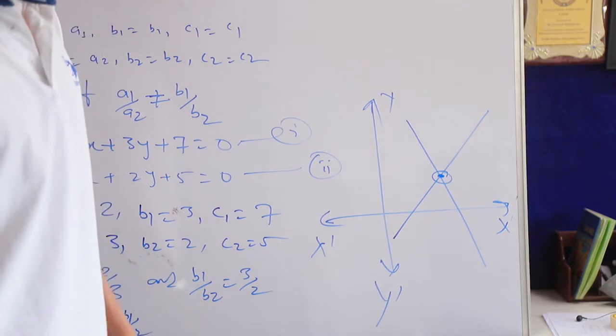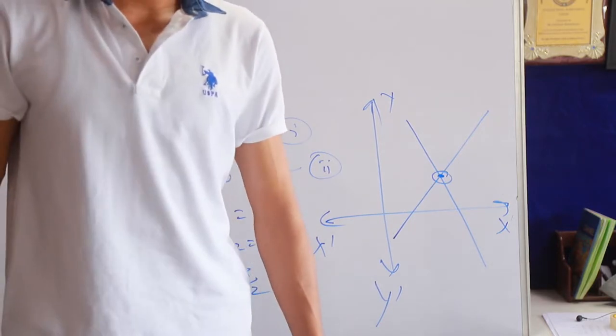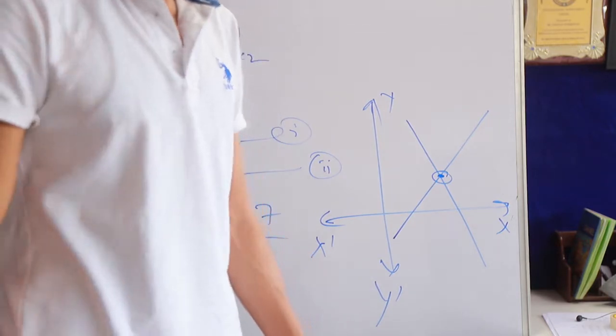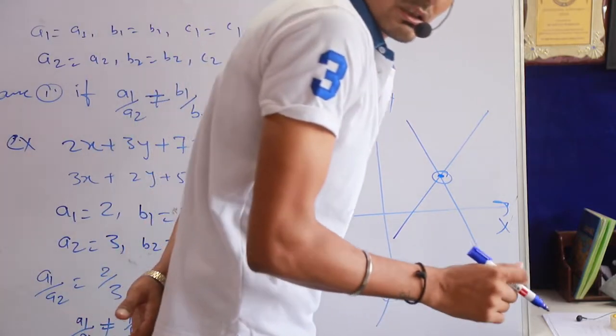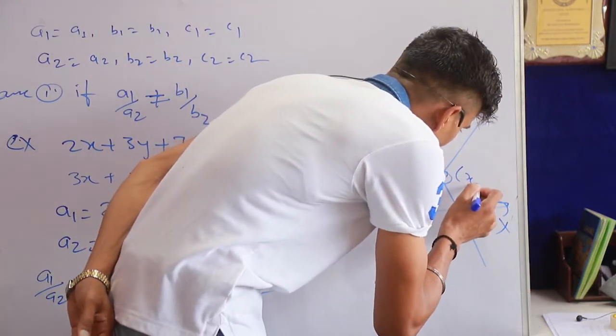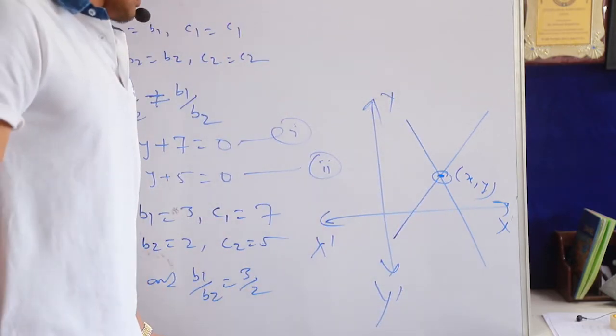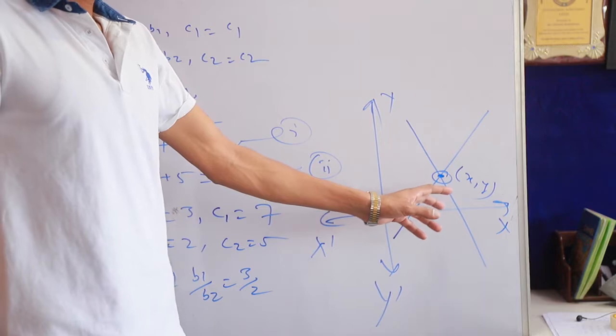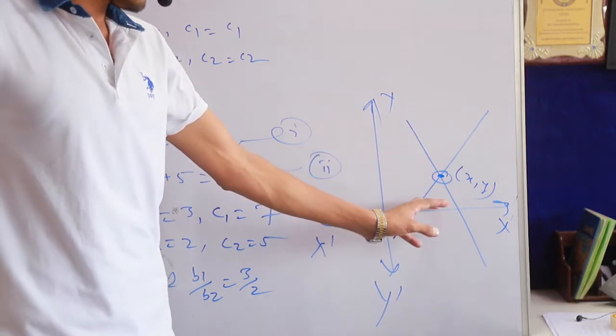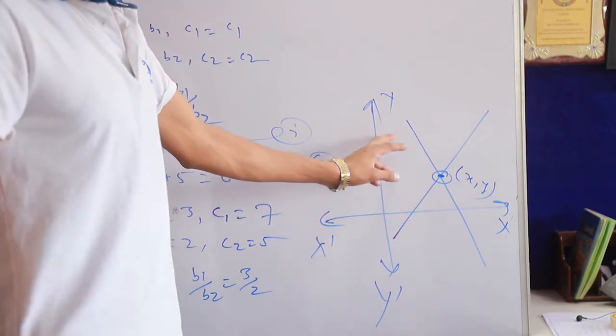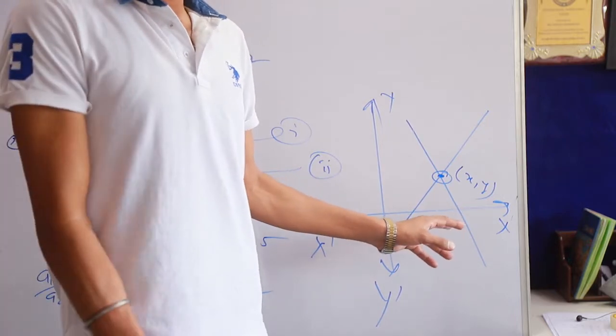The graph of one equation will intersect the graph of the other equation at a point. That means we will get only one value of x and only one value of y. If you solve these equations, you will get the values of x and y, and then you plot the graph on graph paper. After that, you will observe that you are getting only one solution.